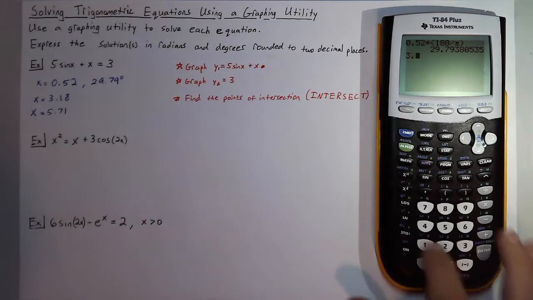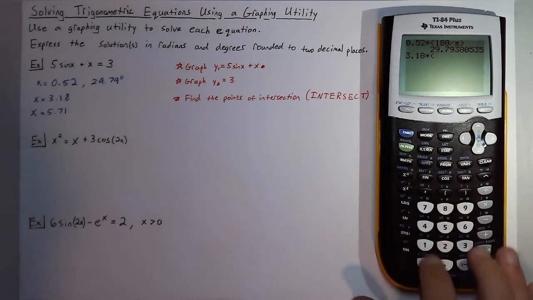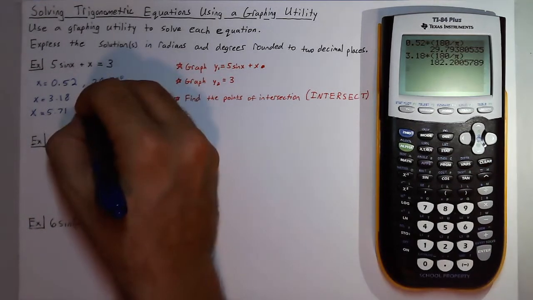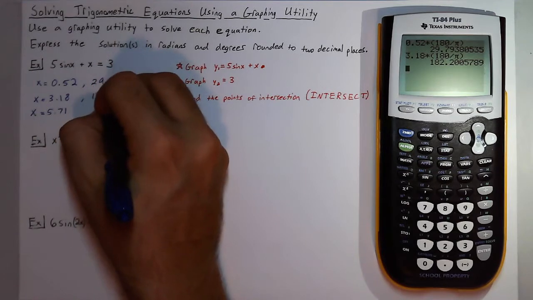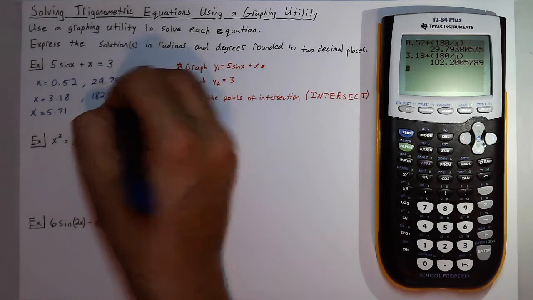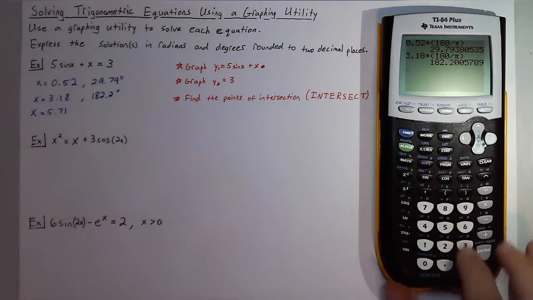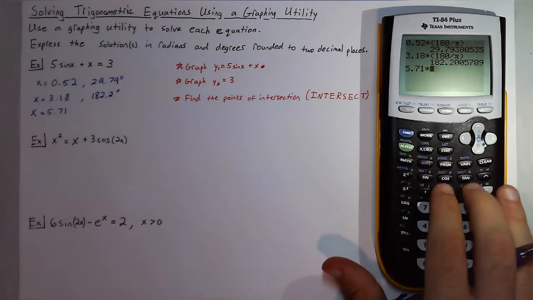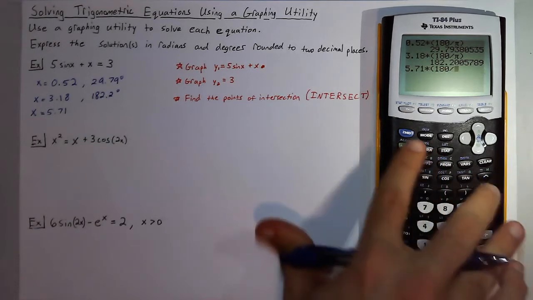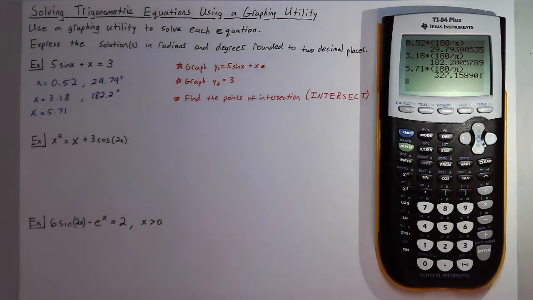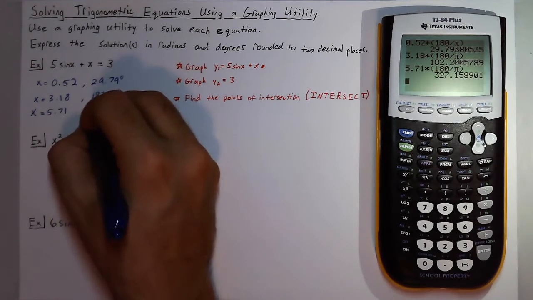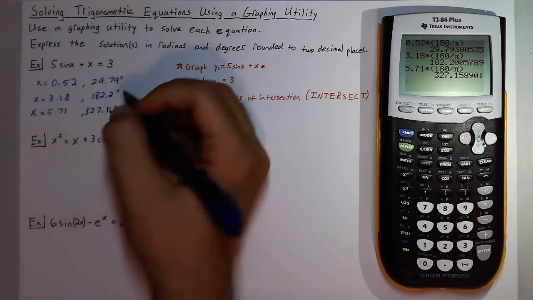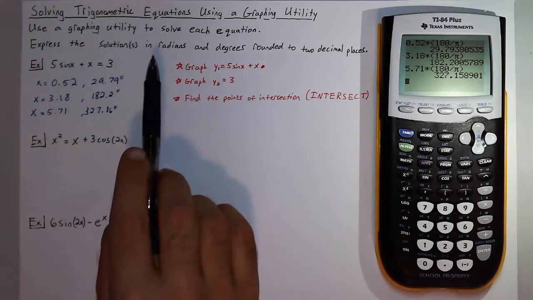Then 3.18 times 180 over pi, which is 182.2 degrees, and 5.71 times 180 over pi, that's 327.16 degrees. Now, here it's asking you to express it in radians and degrees.